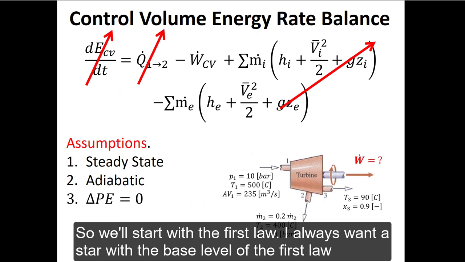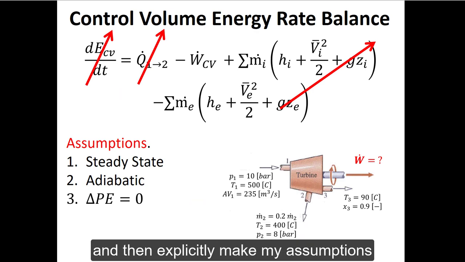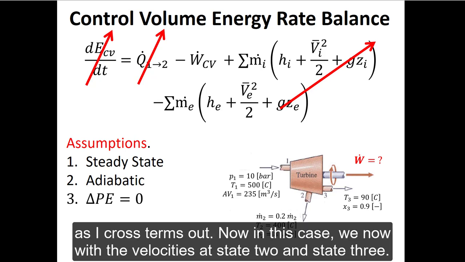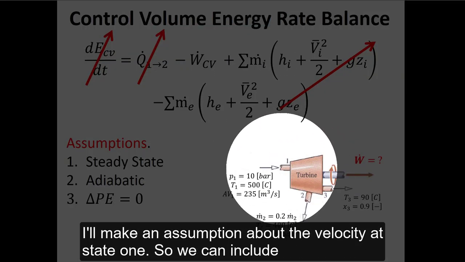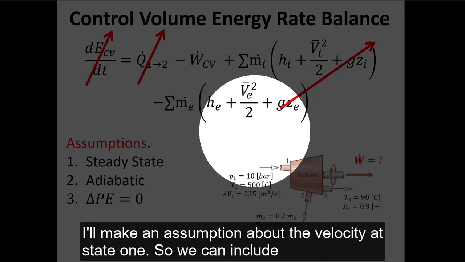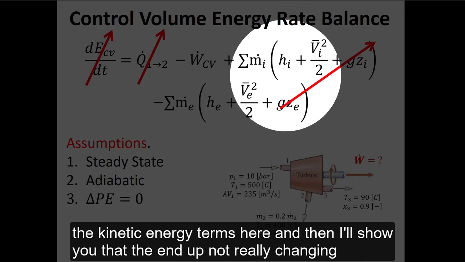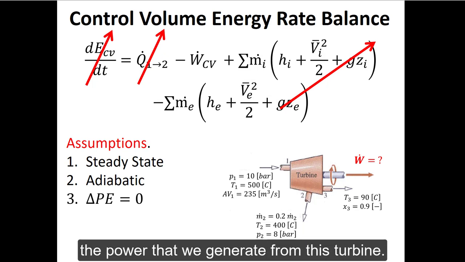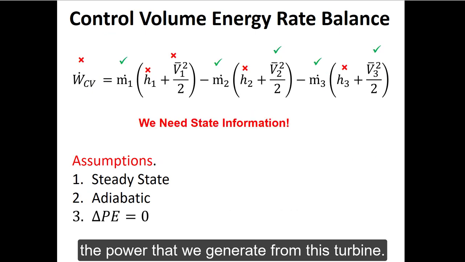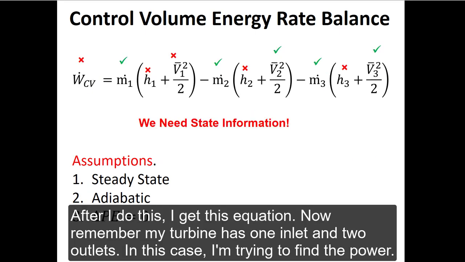So we'll start with our first law. I always want to start with the base level of the first law and then explicitly make my assumptions as I cross terms out. Now in this case, we know the velocities at state 2 and state 3. I'll make an assumption about the velocity at state 1. So we can include the kinetic energy terms here, and then I'll show you that they end up not really changing the power that we generate from this turbine. After I do this, I get this equation.